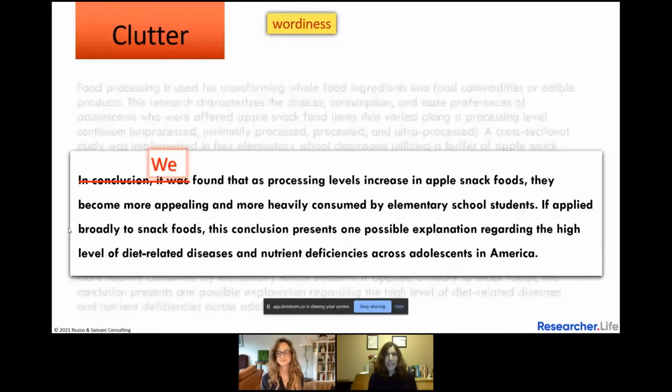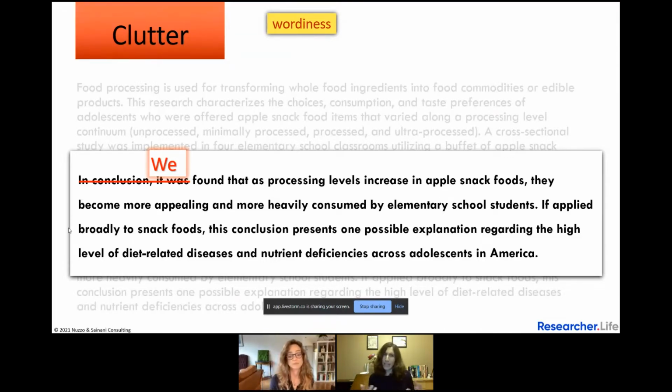And then we get this kind of awkward sentence: as processing levels increase in apple snack foods, they become more appealing and more heavily consumed by elementary school students. Sounds awkward, right, when I read that out loud? The students are the ones doing the eating, so it feels a little backwards, right? More appealing, more consumed. Just say what you want to say. It feels like the children should be at the beginning and not at the end of that sentence.